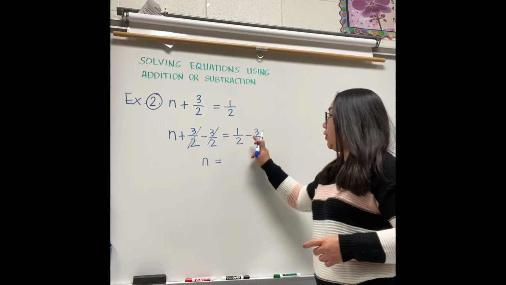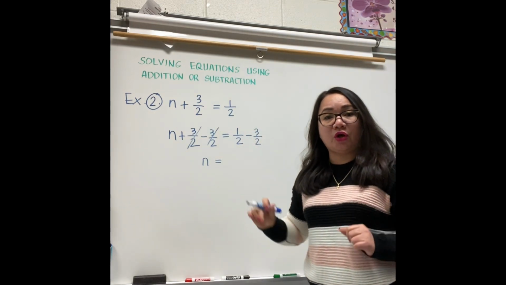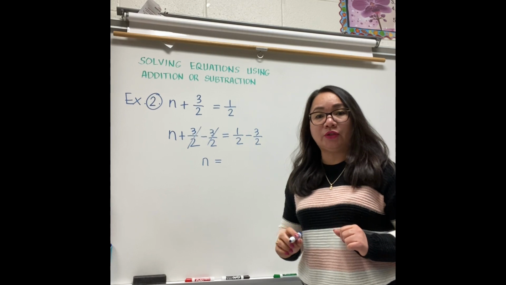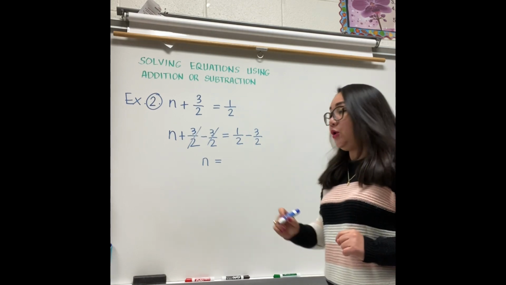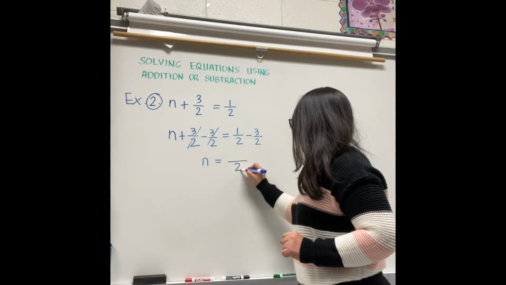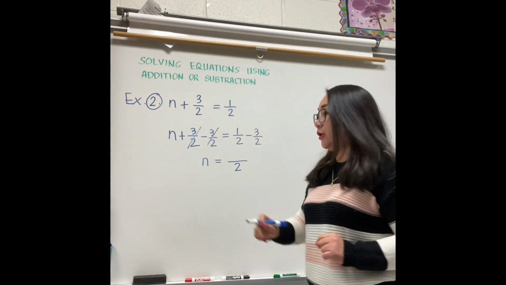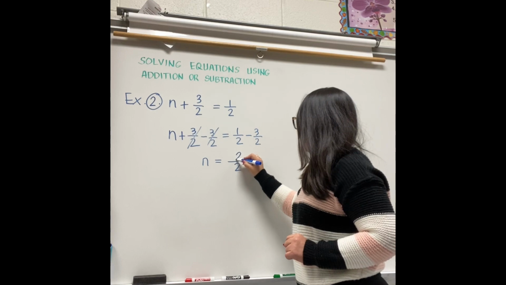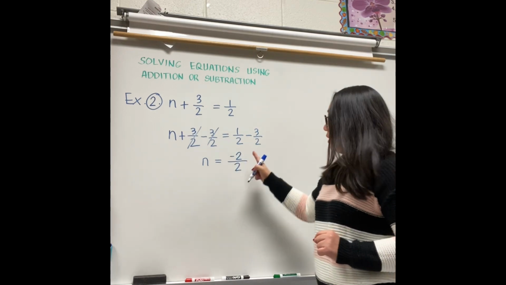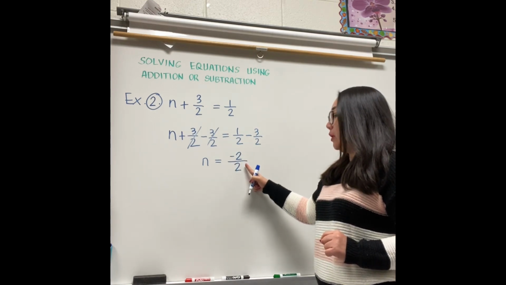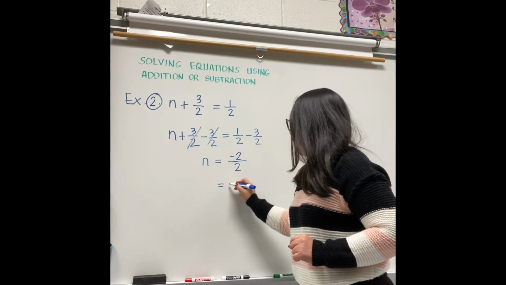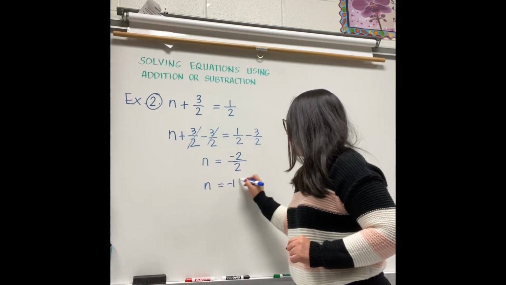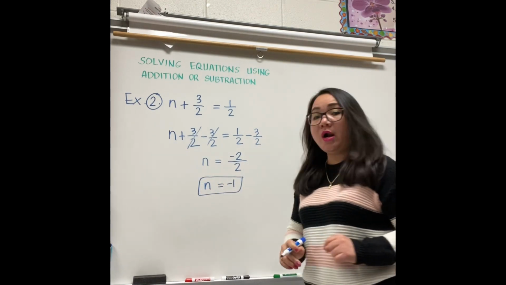You notice that you are subtracting fractions with the same denominators. So keep your denominator and subtract your numerators. So 1 minus 3 is equal to negative 2. Now simplify. Negative 2 divided by 2 will give you negative 1. So this is now your value of your n.